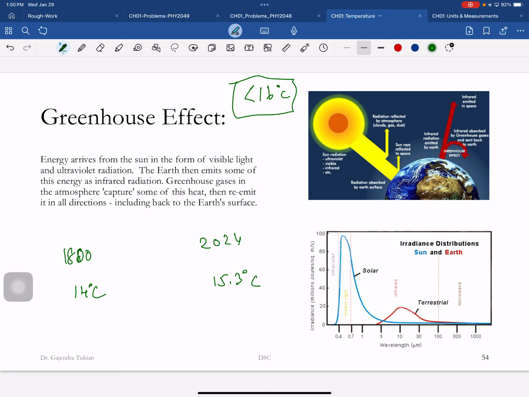Ecosystems would be affected. It would displace about 1 billion people, and there would be coral bleaching. All right, so what is warming the planet?